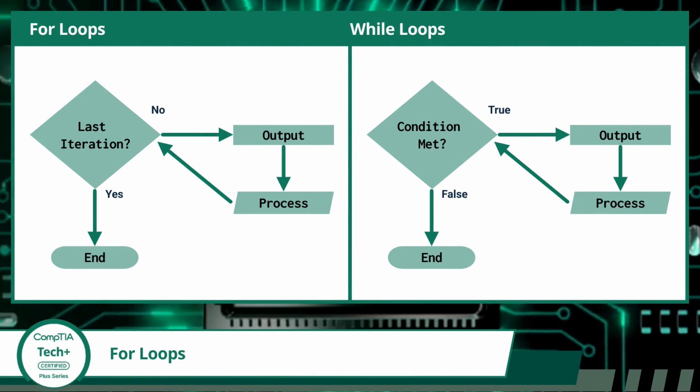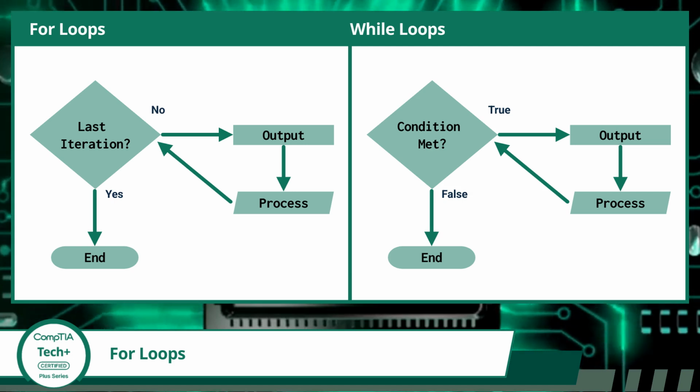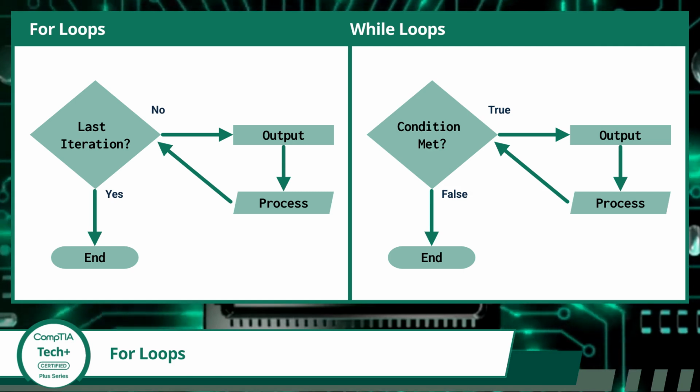A for loop is a programming construct that is very similar to a while loop, but they differ slightly in their structure and application. Both loops repeat a block of code, allowing for efficient automation of repetitive tasks. The key difference lies in their decision mechanisms.